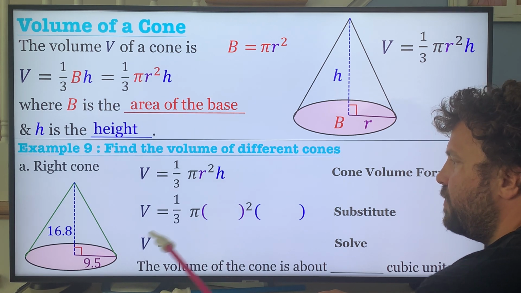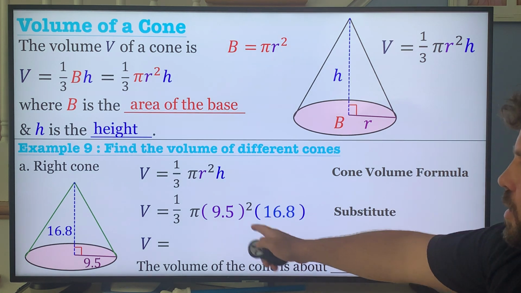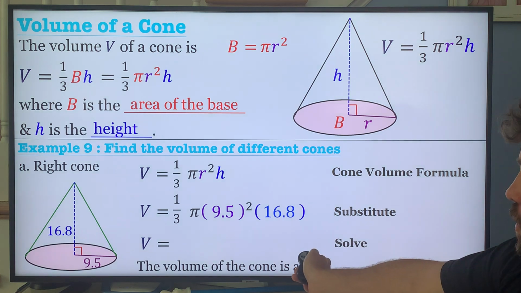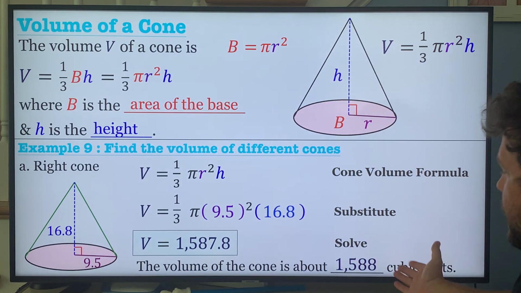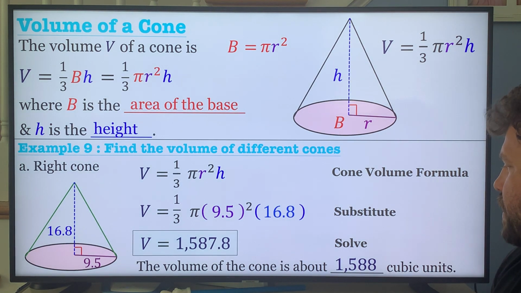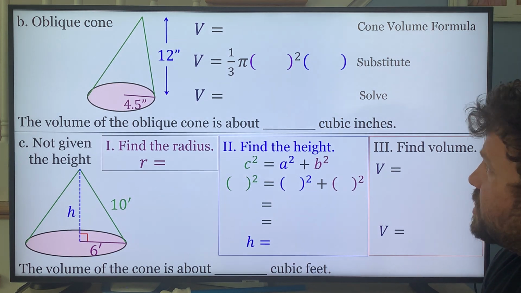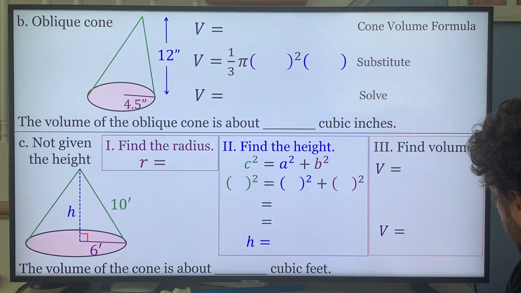Right cone. So volume equals 1/3 pi r squared h. 1/3 pi, radius is 9.5. Height is 16.8. 1 divided by 3 times pi times 9.5 squared times 16.8. 1,587.8, which is the number of cubic units. So it's about 1,588. Right. I think that's pretty easy. Ready to do some more problems? Try problem B and C. Now, problem B, I'm just going to give you a bunch of different things to do, and then let you guys go off on your own and do a bunch of examples.